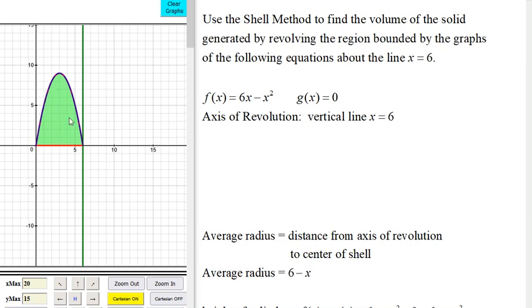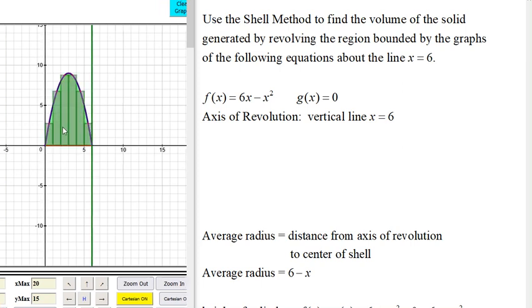So we'll take this bounded region right here and rotate it around this vertical line, and then get the solid of revolution. So first, since the axis of revolution is vertical, we'll fill the bounded region with vertical rectangles. And then we'll rotate each rectangle around the axis of revolution, and we'll get shells. And we'll find the volumes of all the shells, add them up, and that will give us the volume of the solid of revolution.